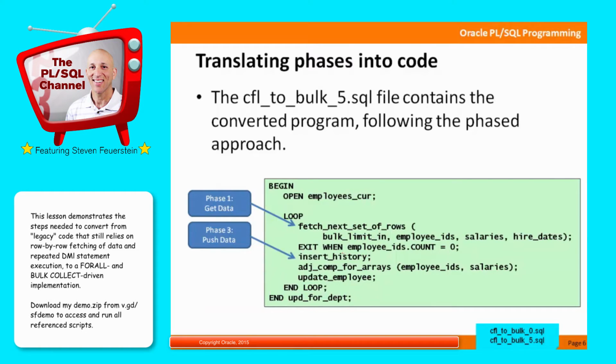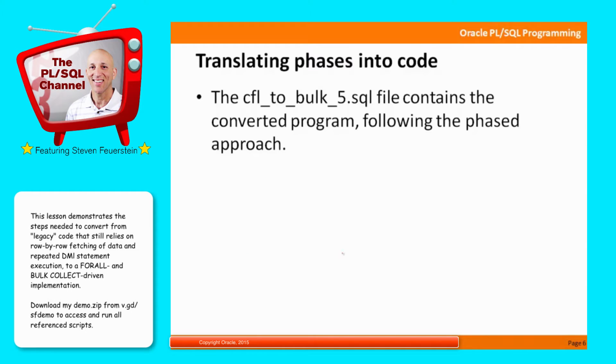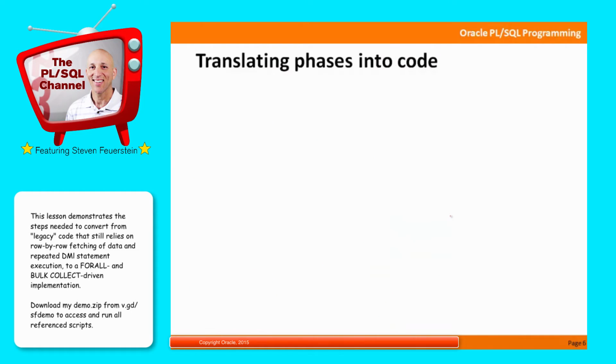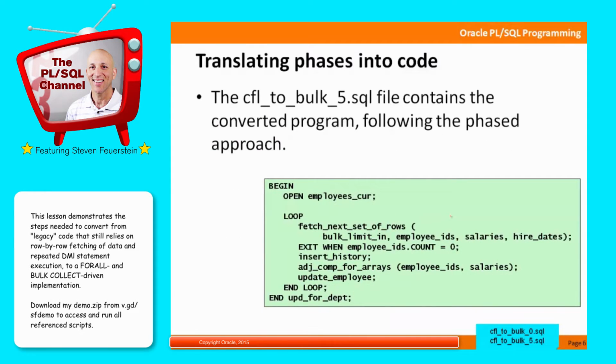Now, I talked about phase one, phase two, phase three, but let's go back a moment. What if phase two is not necessary? What if I don't need to modify the contents of the collection? What if I need to take the contents of that collection from one table and simply deposit it into another table, which is what I'm doing with my insert statement, insert into my history table. So here's an example where I've set out your three phases, but of course in the real world, things change.